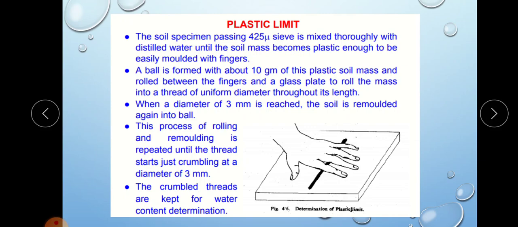I think you are clear. This is a very simple experiment, so I will repeat the definition. Plastic limit is the water content at which the soil can be rolled into a thread of approximately 3 mm in diameter without crumbling.